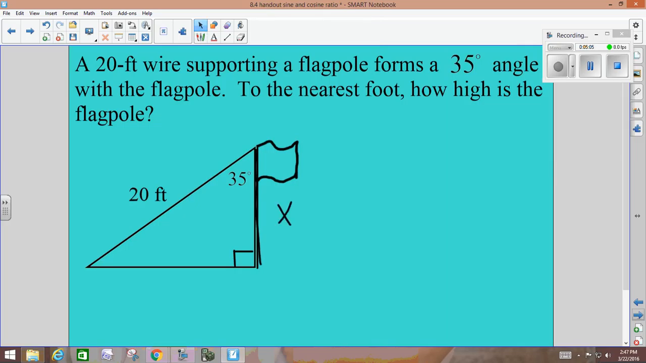The wire and the flagpole form a 35-degree angle. Since that's the angle they give me, I'm going to label the triangle based on that. So x, opposite, adjacent, or hypotenuse to the 35-degree angle? Adjacent, good. And 20 is my hypotenuse, good.